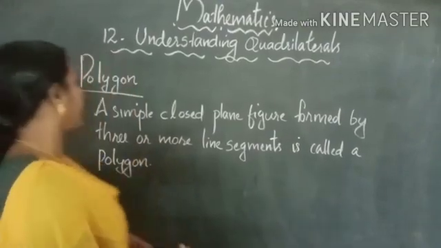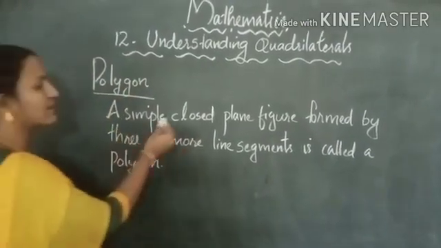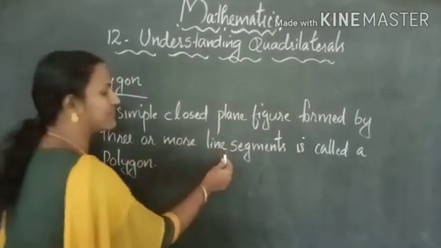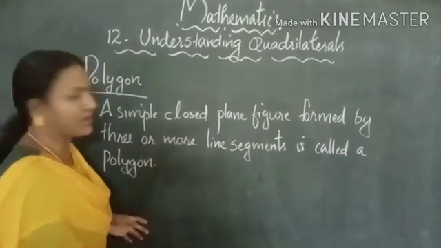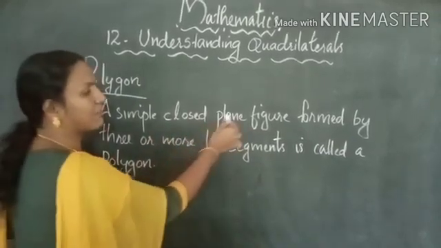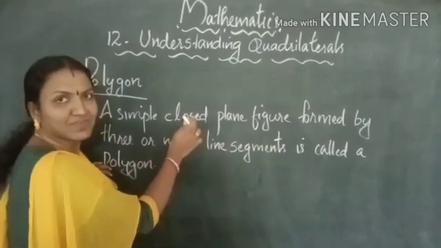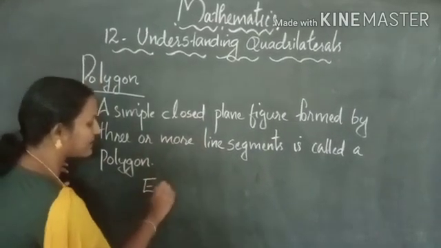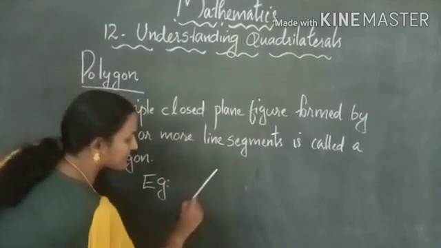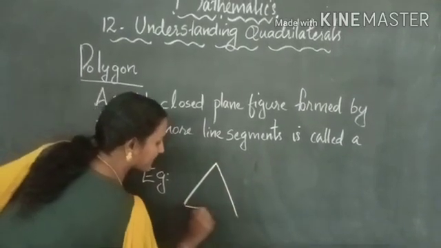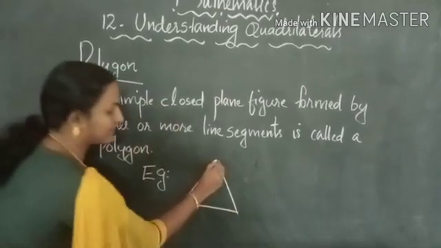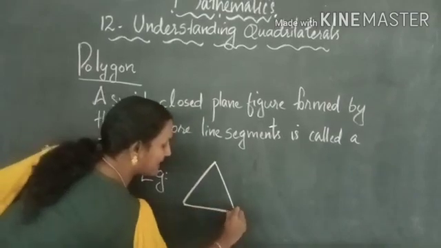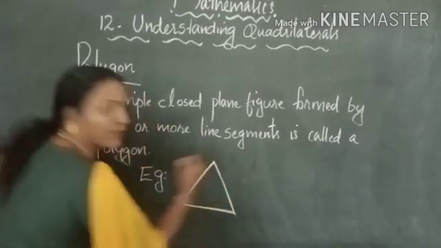Let's begin with polygon. A simple closed plane figure formed by three or more line segments is called a polygon. Closed means they start and end at the same point. For example, triangle. They start and end at the same point.